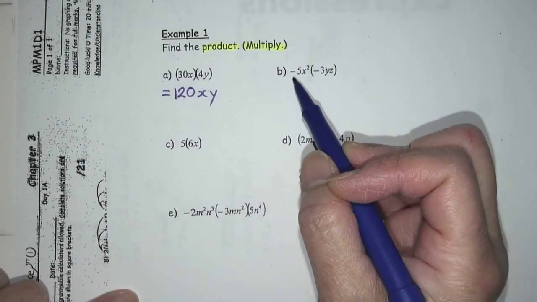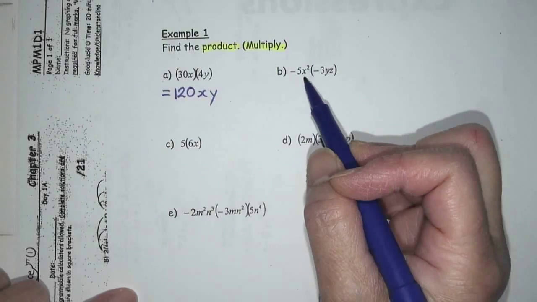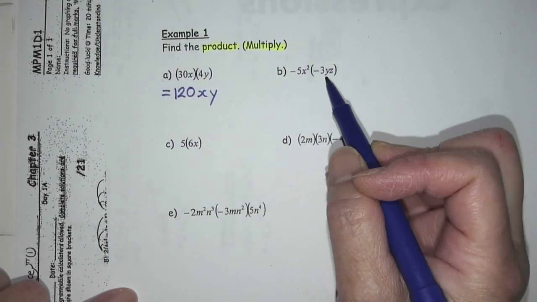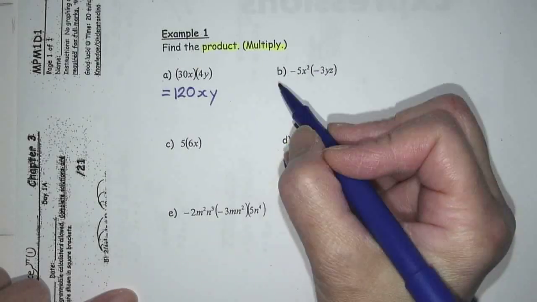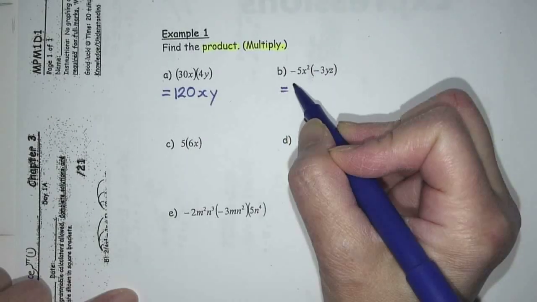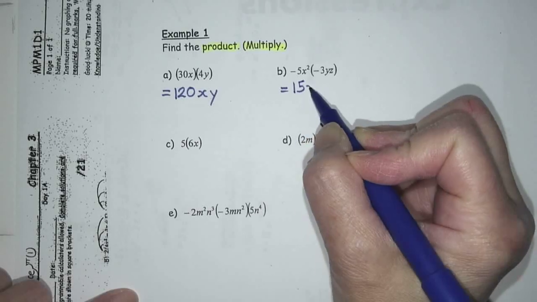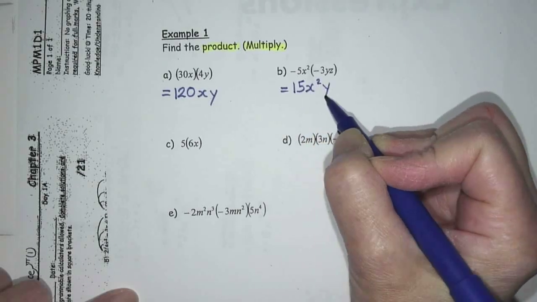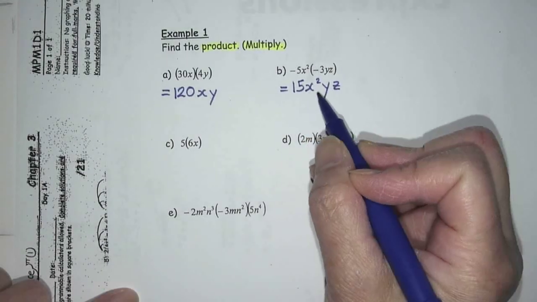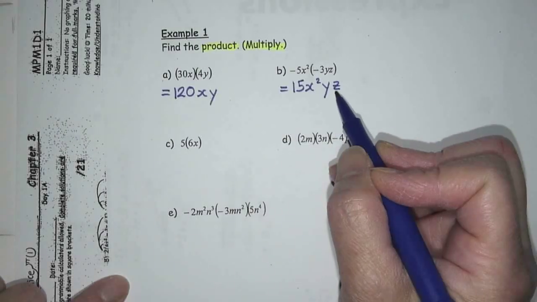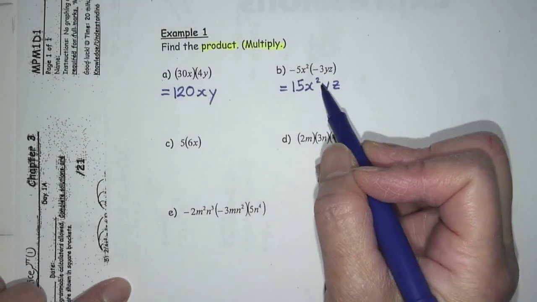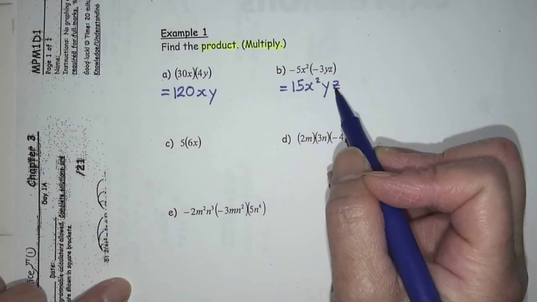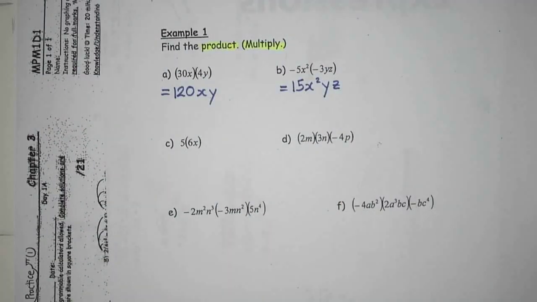Here, if I have negative 5 times x squared times negative 3 times y times z, I can just do the numbers first. So it'll be negative 5 times negative 3, which gets me 15. And I have an x squared times a y times a z. So z, I put a little slash through. X squared y z. The z I have a slash through. Sorry, it's just how I do my z's.